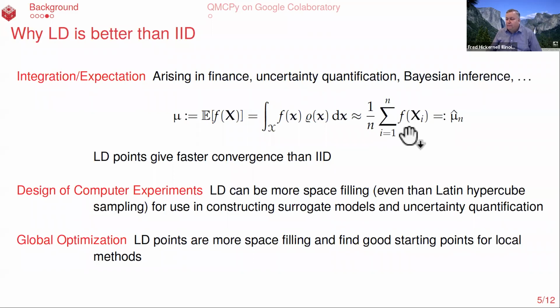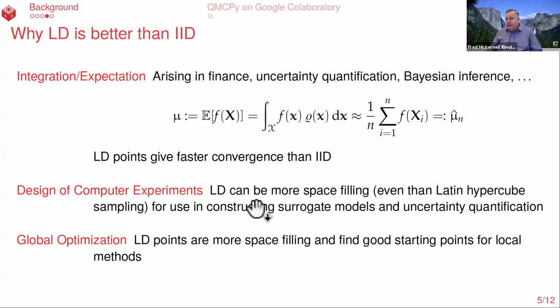So we sample f at x1, x2, and so forth, and we hope the sample mean will be close to the true mean. And where LD, low discrepancy points, win is that they give you faster convergence of the sample mean to the true mean. And I'm not going to talk about the theory so much in this tutorial. Those would be interesting future tutorials, or some of the talks in the conference will talk more about that.